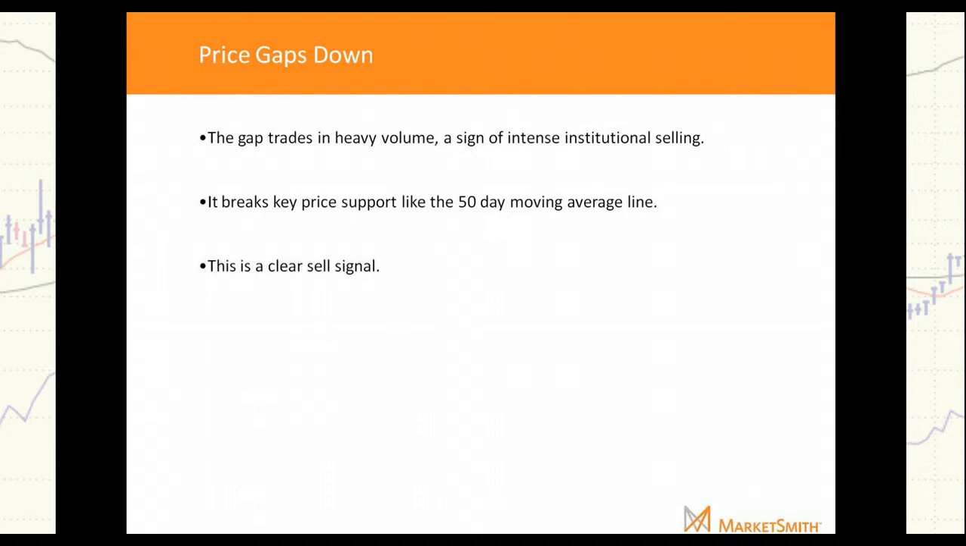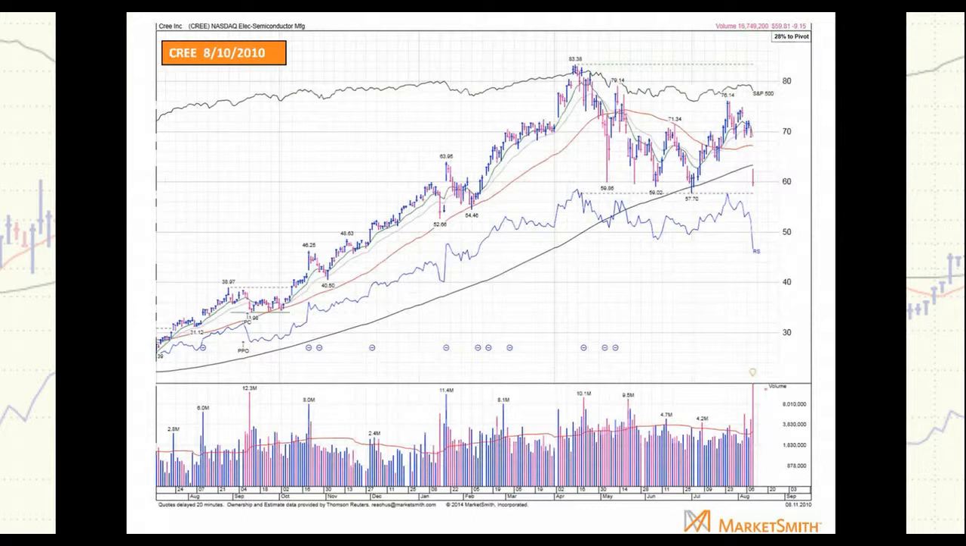And I can almost guarantee you that once you do that, it's going to go up higher without you. That's okay. The bigger thing is that you protect yourself at this point. Okay, so here's Cree in 2010. And so you can see a gap down. It built this kind of ugly base, reported earnings, gap down.